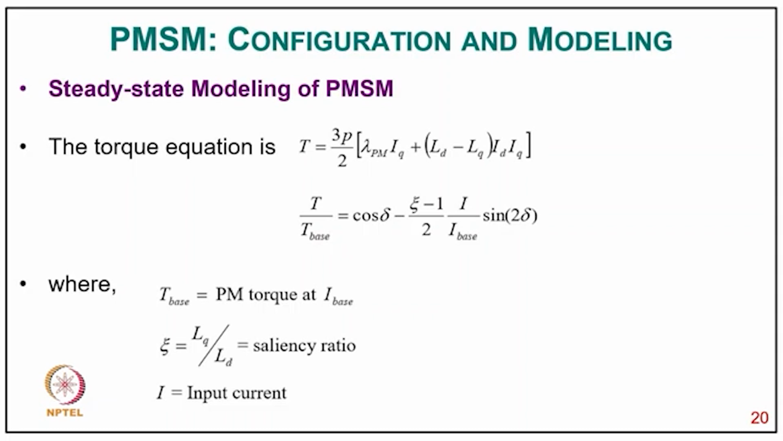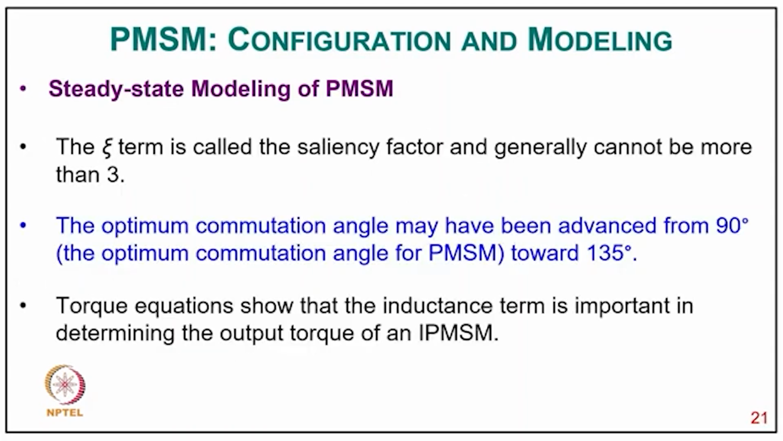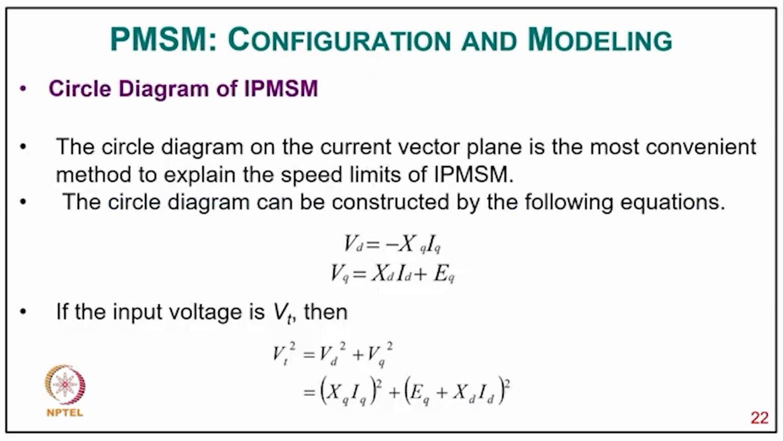And then coming to T as a per unit value of T base, we can write cos(delta minus eta) minus 1 by 2 into I upon I base and into delta. The T base is the PM torque at I base, and eta equals LD upon LQ, that is the saliency ratio, and I is the input current. The eta term is called the saliency factor, and generally cannot be more than 3. So the optimum commutation angle may advance from 90 degrees, the optimum commutation angle of PMSM, towards 135. So the torque equation shows that the inductance term is important in determining the output torque of an IPSM.